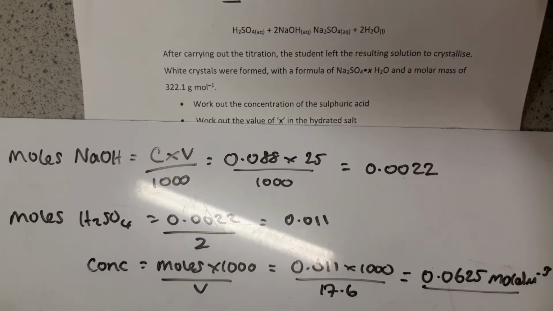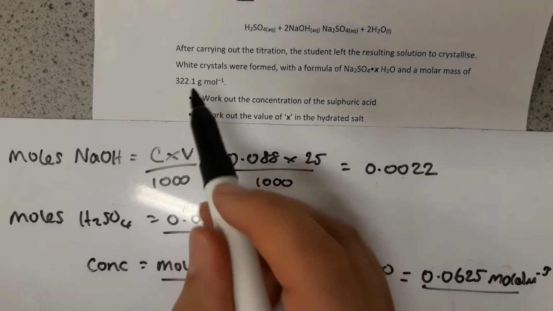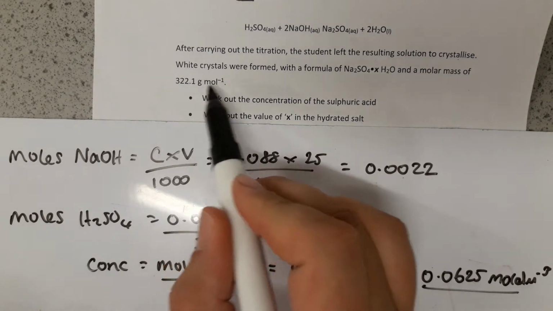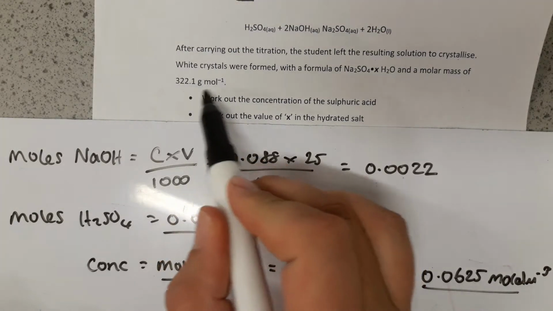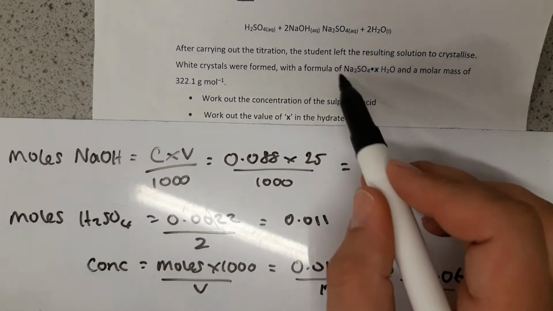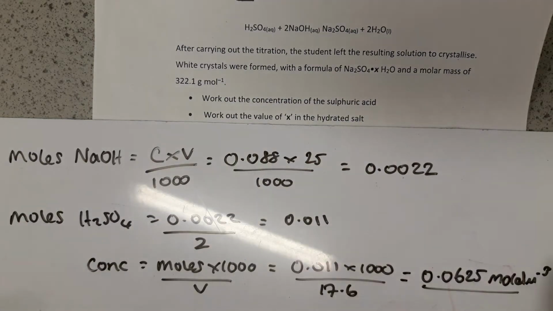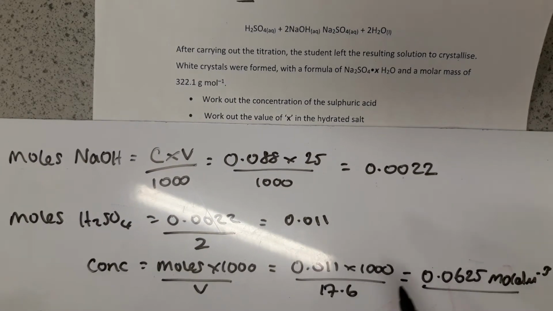If I just move the question sheet up a little bit again, you can see the second part there is to work out the value of X in the hydrated salt. You've been given the molar mass of the hydrated salt here. So this is just a case then of a simple subtraction. If we know that all of this has got the molar mass of 322.1 grams, I haven't got to use anything here. This is a completely separate calculation.